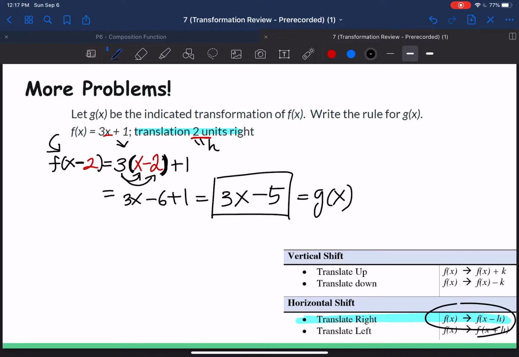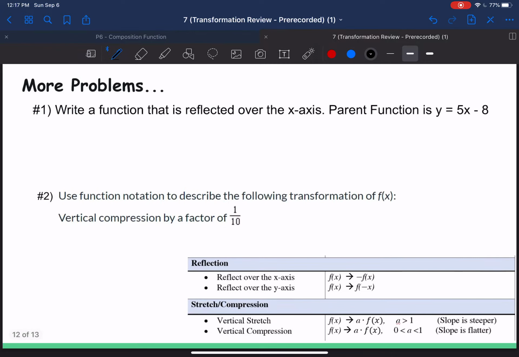So that's it. Whenever you translate right or left, it's a little bit more complex than up and down because you have to put this number inside of parentheses. That's the only difference. Last problem, write a function that is reflected over the x-axis.